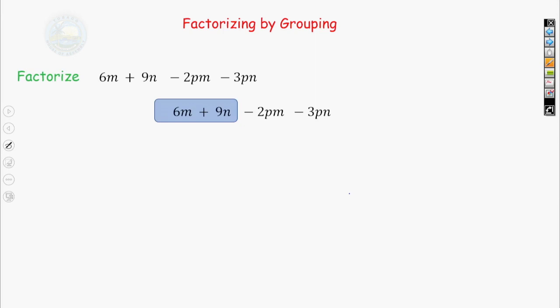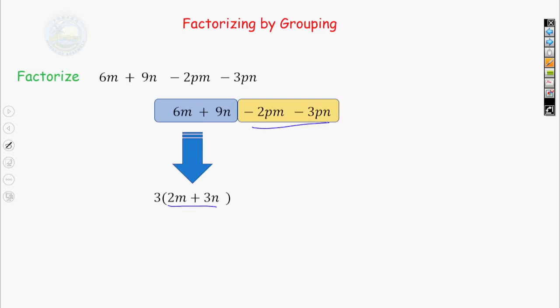So consider the first group. It is 6m plus 9n. And its common factor here is going to be 3. 3 times what is going to give me 6m plus 9n? 3 multiplied by 2m is going to give me 6m. And 3 multiplied by 3n is going to give me 9n. Now here in the brackets, I have positive 2m plus 3n.